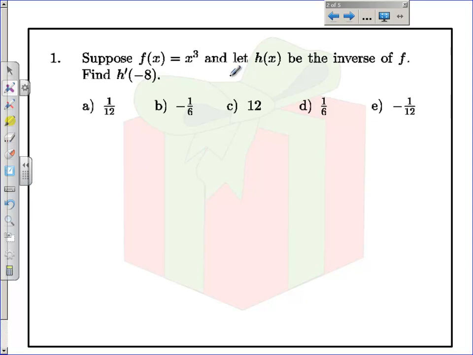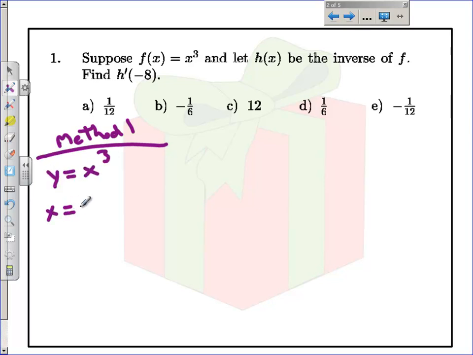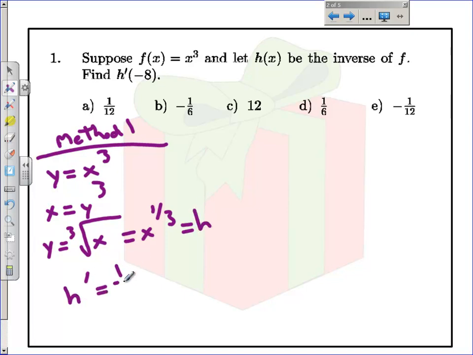I've got f of x equals x cubed, and I have h be the inverse of f, and I want to find h prime at -8. Now here is method 1. Method 1 is you can actually go find the inverse function for f. Since you have y equals x cubed, you can switch x and y, and you can solve this for y, and the inverse function is the cube root of x, which is x to the 1/3. So there's your inverse function. That is equal to h, and so you can find h prime, which is 1/3 x to the -2/3 power, and then you can plug in -8.